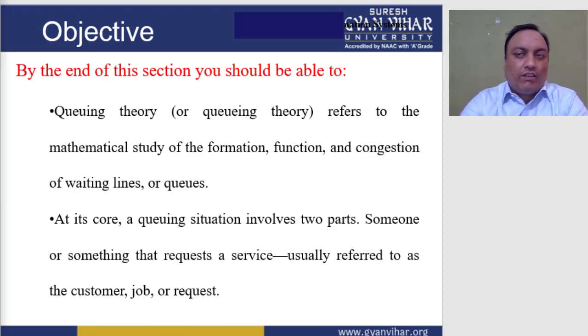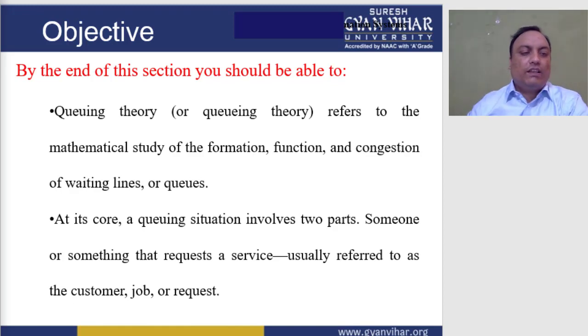At its core, a queuing situation involves two parts. The first is someone or something that requests a service, meaning some person requests a service or receives some items. This is usually referred to as a customer, job, or request. The second is someone or something that completes or delivers the service, usually referred to as the server. This kind of information regarding the theory is called queuing analysis.